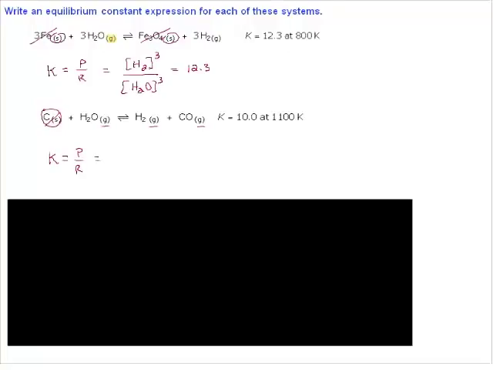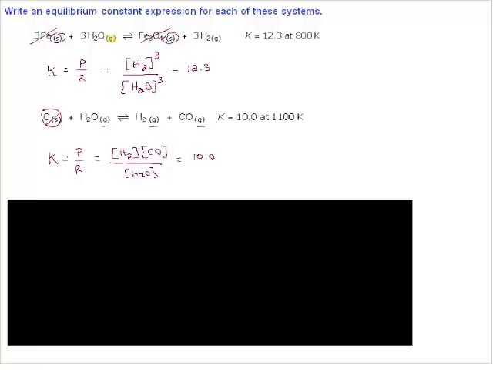In this case, it's going to be the concentration of hydrogen to the power 1. We don't write the 1. The concentration of carbon monoxide gas to the power 1 divided by the concentration of water gas to the power 1. And this value is going to equal 10.0 at 1100 K. That's very hot. That's almost 800 degrees Celsius.